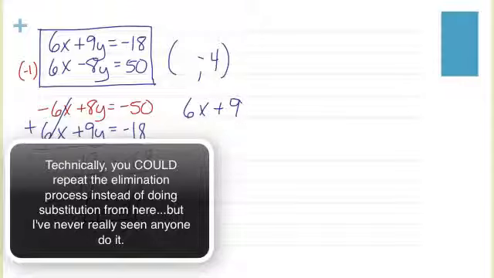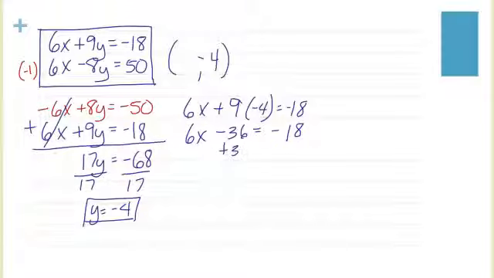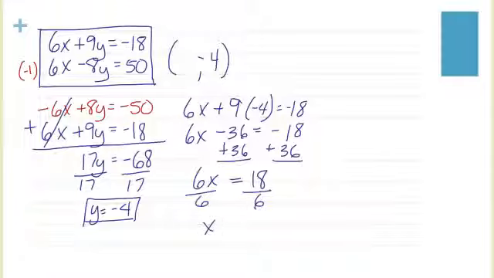Just go back to one of the equations in the original box, right? Don't go to anything you've changed. 6x minus 36 equals negative 18. Add 36. Wishful thinking to think I might get two equations on here. So 6x equals 18, and x equals 3. Because we're not done, what do we always want to do?